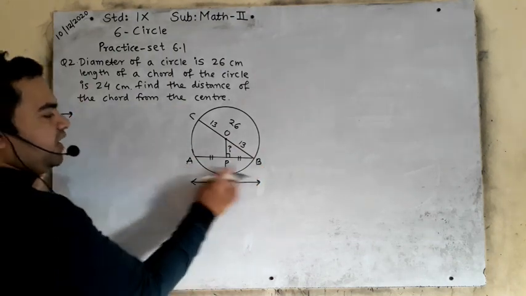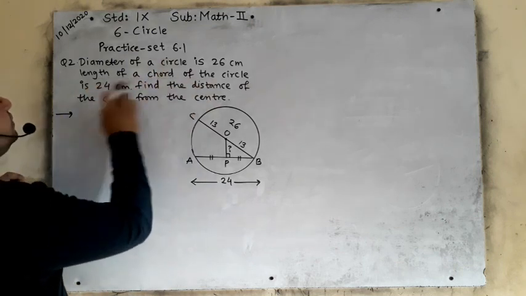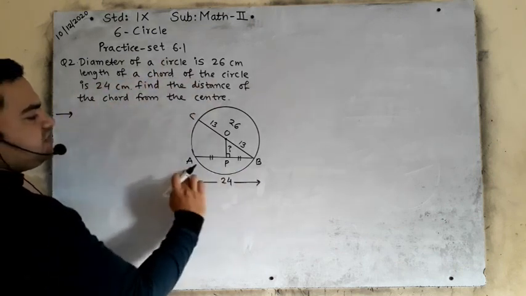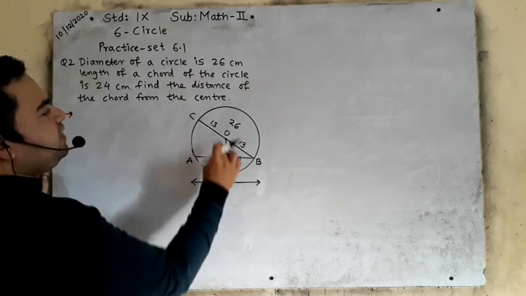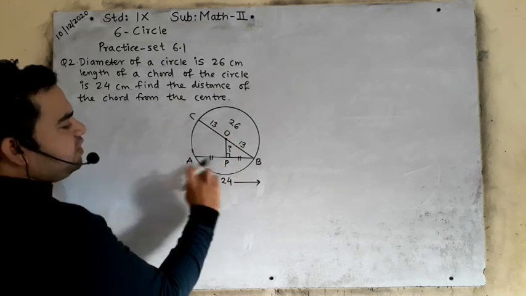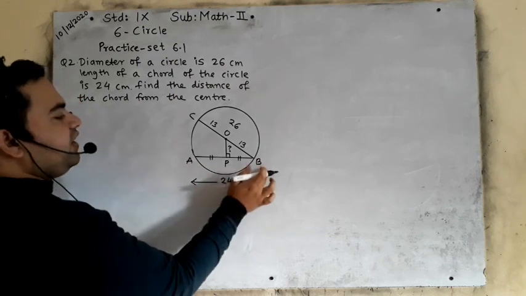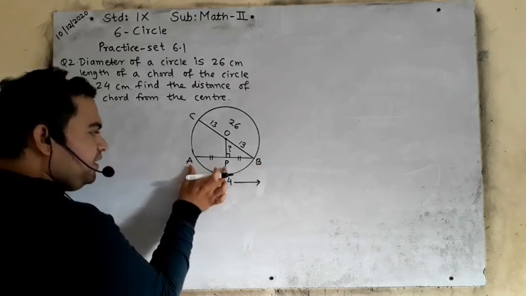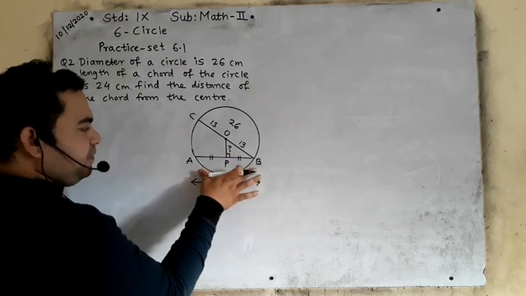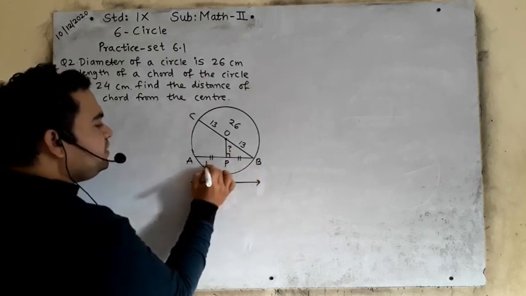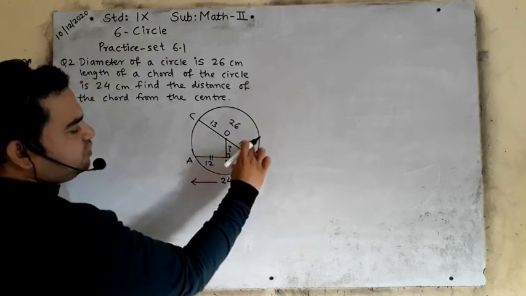And now see chord AB. It is given over here: the length of a chord of the circle is 24. AB is the chord and the length of the chord is 24. And we know that a perpendicular drawn from the center to a chord bisects the chord. It means AP is half of AB. Similarly, PB is also half of AB. So half of 24 will be 12, and this is 12. So we came to know two sides of a right angle triangle.